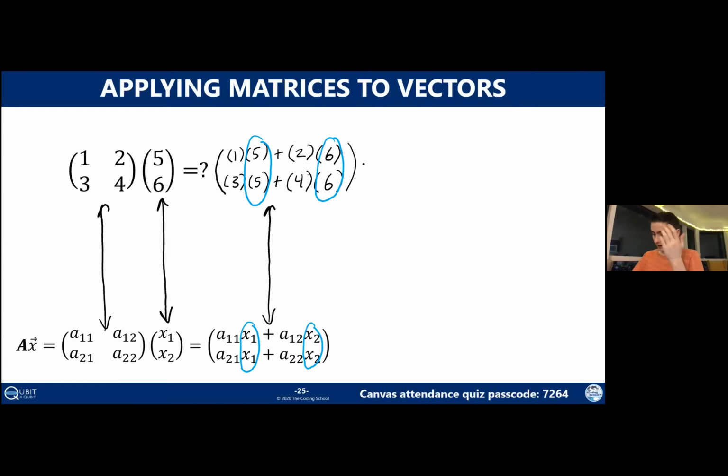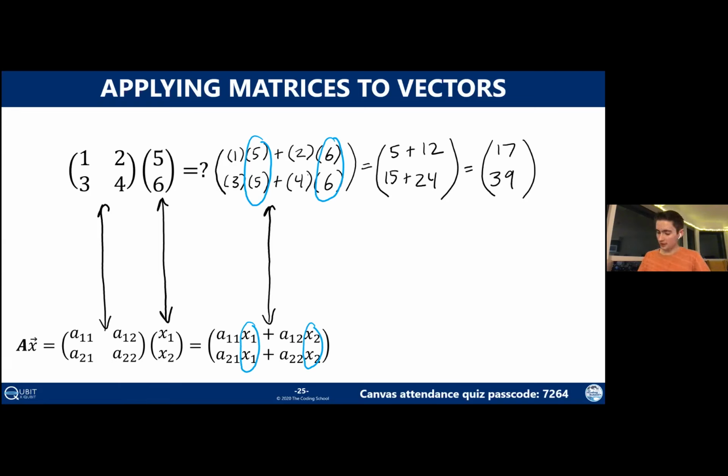And then I'm just going to go ahead and carry out the multiplication. So we get 5 plus 12 and 15 plus 24. Then the last step is to carry out the addition. And so we get 17 and I believe 39 as the answer there.